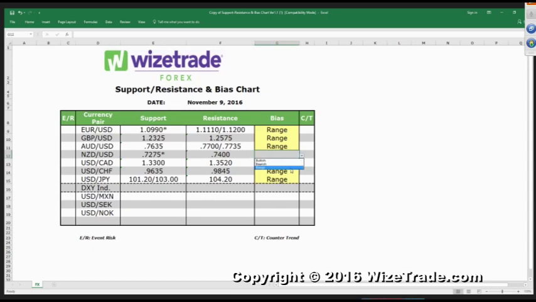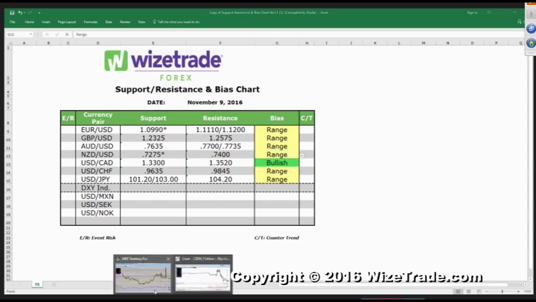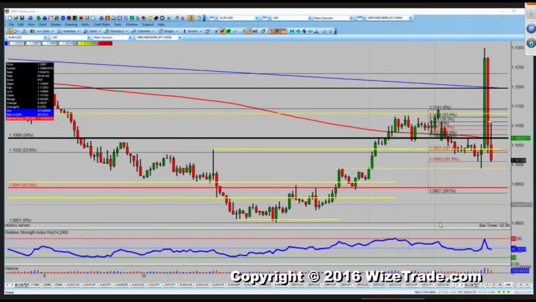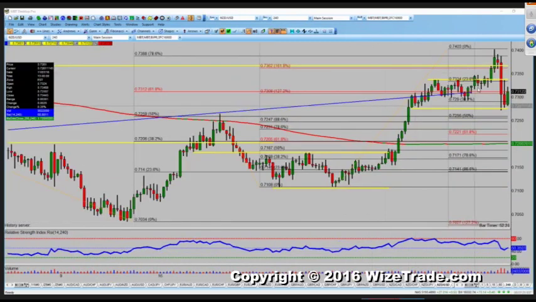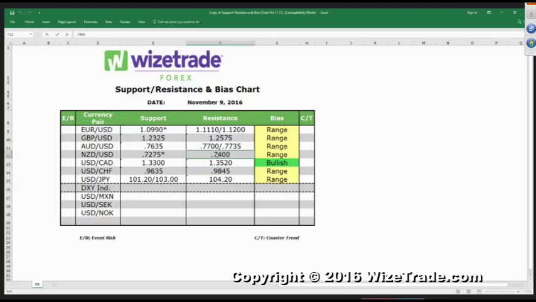But a couple of things, I guess. Let me go back and note this about the Kiwi. So here's the Kiwi. Actually, what we'll do is we'll probably write down resistance at 73.40.